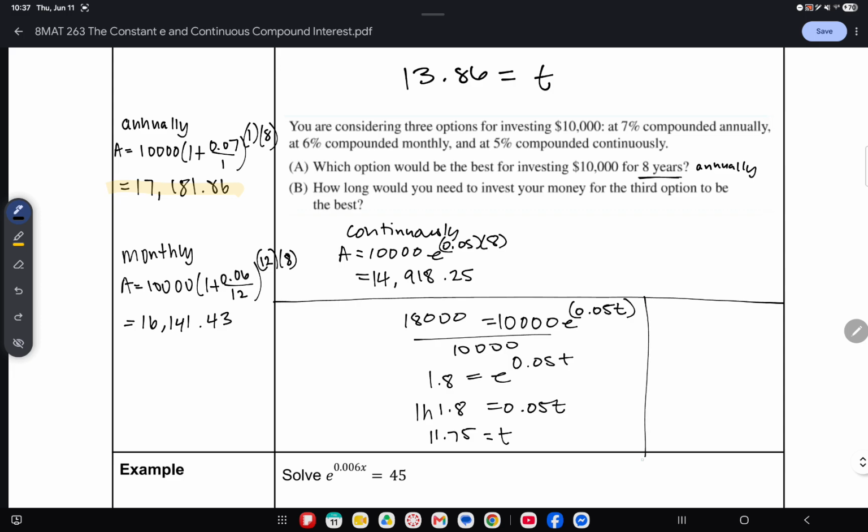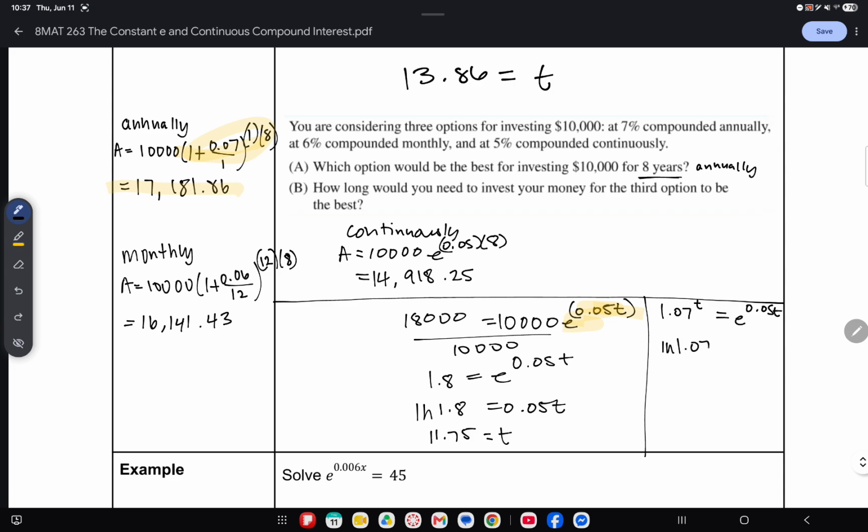So the other thing I want to do is just compare these growth rates. So if annually is the one that's growing faster, the growth is going to be this part here. So that 1.07 raised to that time value. I want to know, is it ever going to be equal to the growth factor of the continuous? So e to the 0.05t. So this will be when they're equal, so we can know the time value of when it would be greater.